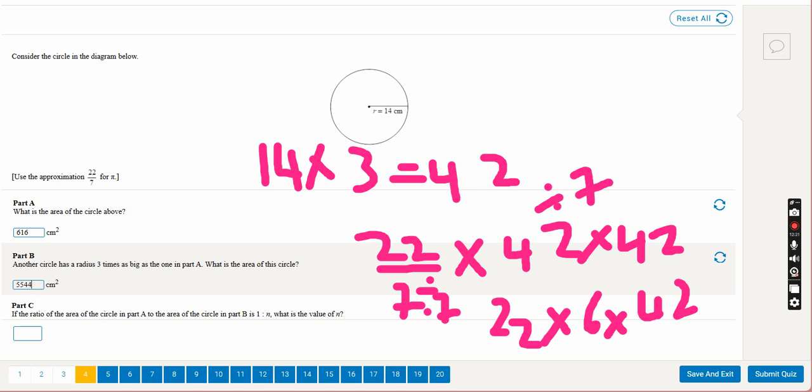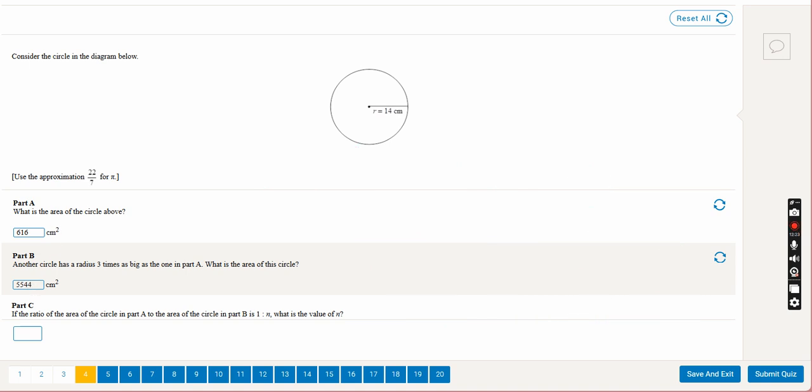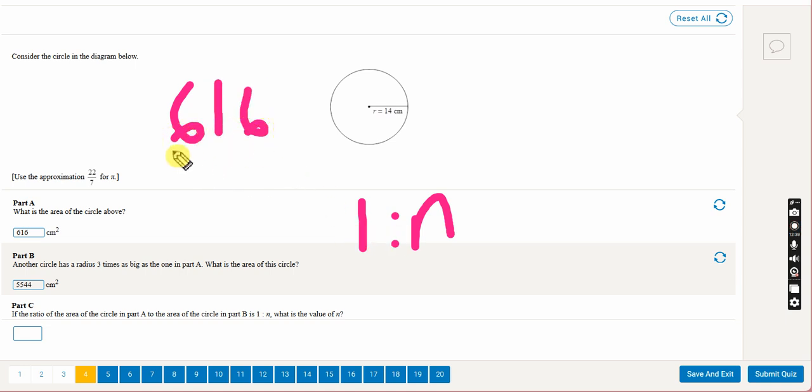5544. Again, what did they do here? They took both the numbers, right? So if the ratio of the area of a circle in part A to the area of the circle in part B is 1 to n, now 1 to n, what does that mean? What did I say previously? What did they do? They made the 616 into 1. How can they make that into 1? Because they divided by 616 here.